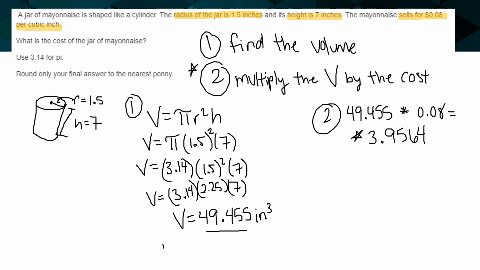This is where we round our final answer. The cost is $3.96. We round it up and get your dollar sign in there.